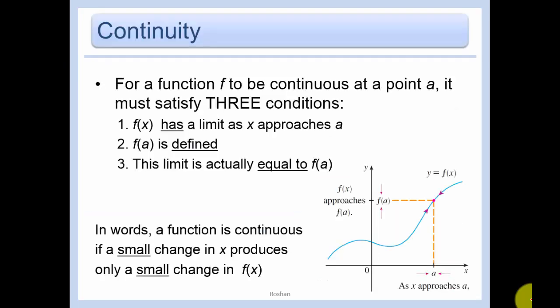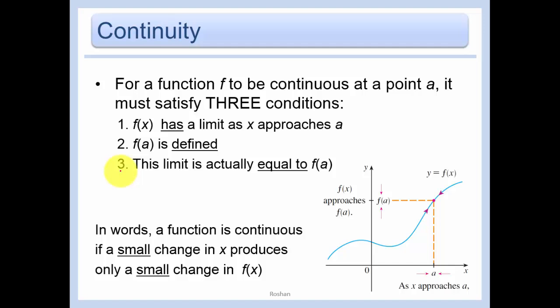Let's start off with the definition of continuous. In order for a function to be continuous at a point a, it must satisfy three conditions. The first one is that f of x has a limit as x approaches a. The second one is that f of a is actually defined, and the third one is that the limit is actually equal to f of a.